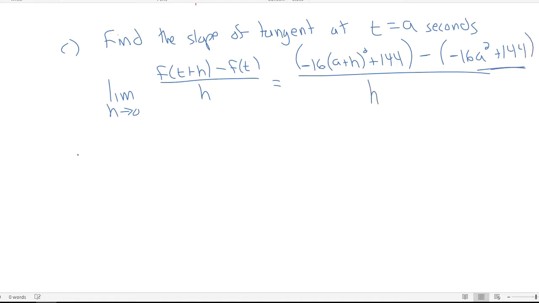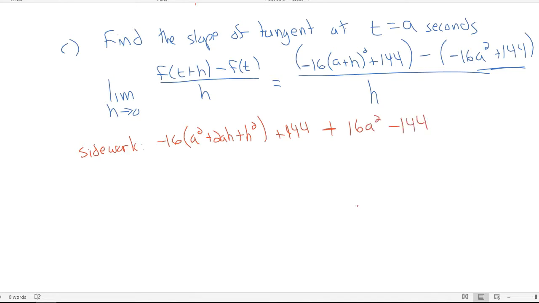So again, I'm going to do a little bit of side work. So let me come down here. I want to clean up that numerator. So I have -16. So (a plus h) squared is going to be a squared plus 2ah plus h squared, and then the plus 144. And then I'm going to subtract. Let me go ahead and distribute. Negative times negative is a positive 16a squared, and then minus 144.